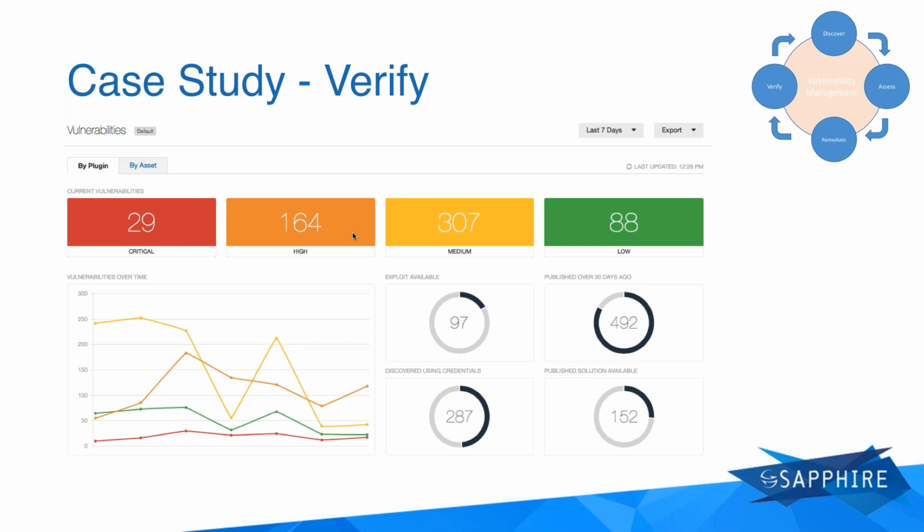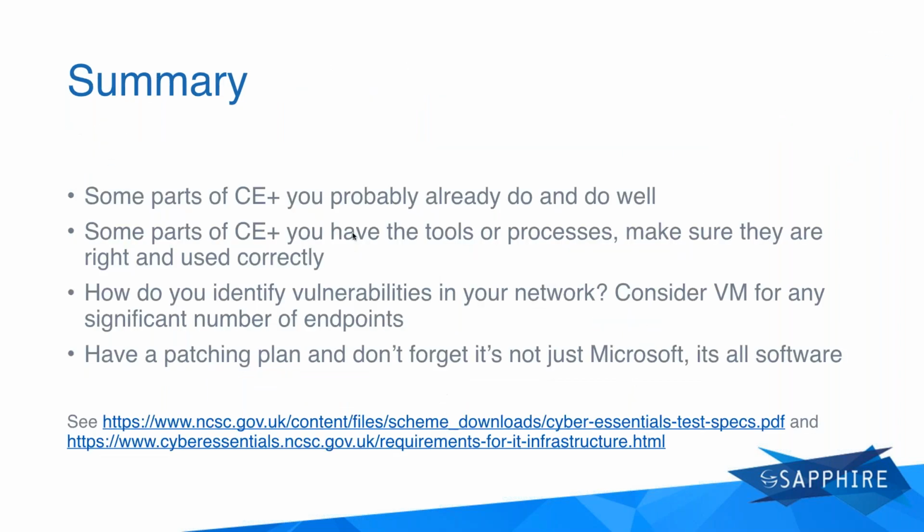So just in summary, with regard to Cyber Essentials, some parts of the Cyber Essentials we've seen, you probably already do and do very well with regard to centralized management, password policies, Active Directory policies and procedures. Some parts of Cyber Essentials Plus, you probably already have the tools and processes in place. Just make sure they are correct and used correctly and used in a consistent manner.